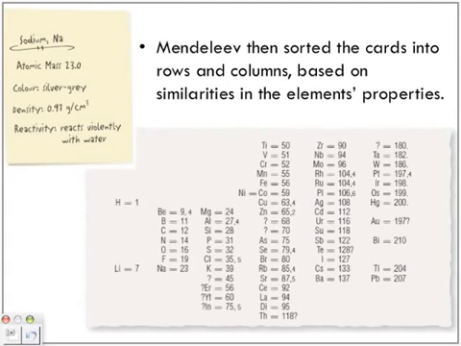So in this diagram to the left, up at the top, we have sodium, and he broke down the things he knew about sodium: its atomic mass, the color, density, its reactivity. Mendeleev then sorted the cards into rows and groups based on similarities in the elements' properties. So he had a whole bunch of these cue cards that he sorted out, and he put them together with other things that were similar.